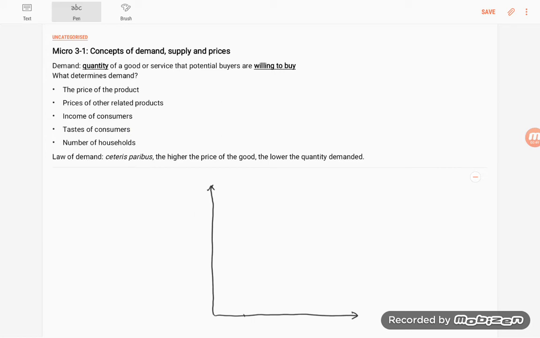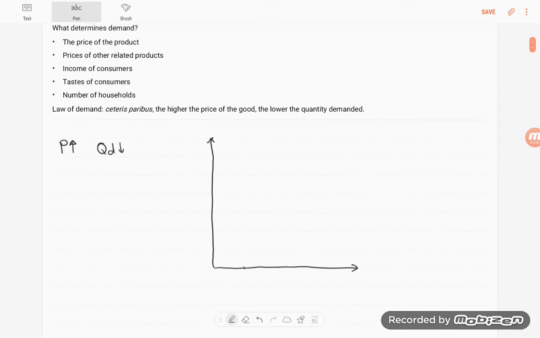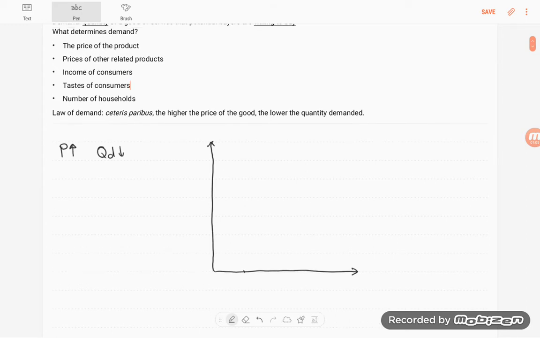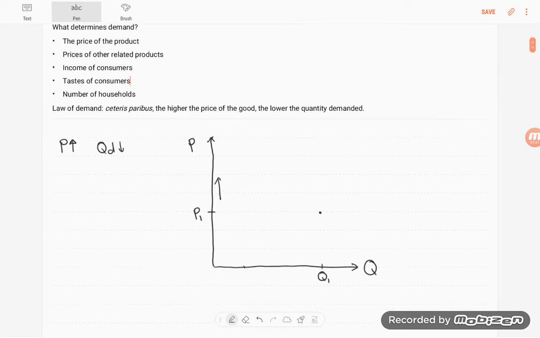How do we then graphically illustrate demand? So first of all, the law of demand says that the higher the price of the good, the lower the quantity demanded. These are the symbols that we use for these effects. In economics, we have the price on the vertical axis and the quantity on the horizontal axis. For example, if the price is at P1, the quantity demanded by consumers will be at Q1. If the price then increases to P2, the quantity demanded decreases to Q2.